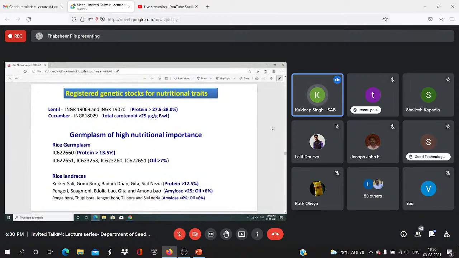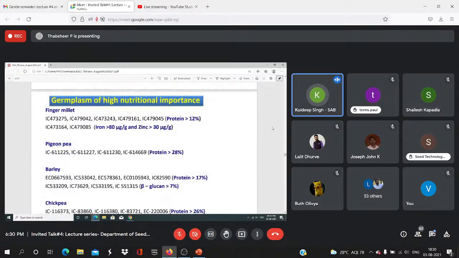Next, please. These are some of the important traits. We have lines with high protein, high amylose or low amylose when it comes to rice, all sorts of traits. We have right now almost 1,400 trait-specific germplasm registered at NBPGR, and anybody can access those and get a copy if you want to use any of them. Next, please.